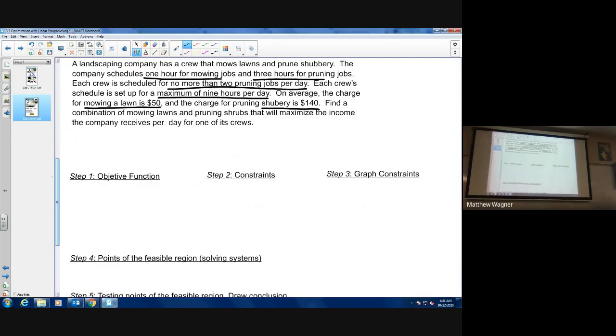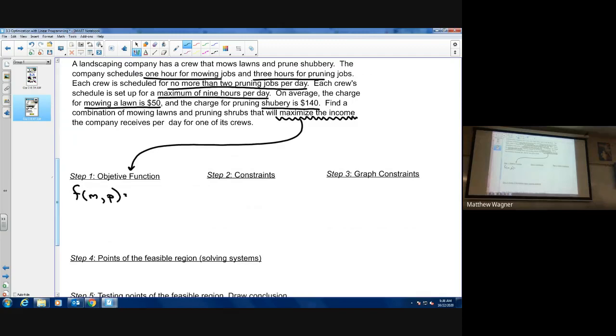The last sentence generally in your problem is the absolute most important. It says, find a combination of mowing lawns and pruning shrubs that will maximize the income. As soon as you see the word maximize or minimize, that is what your objective function is based on, okay? So I need to come up with a function, and I'm going to call it mowing and pruning. A function based on mowing and pruning that's going to maximize my income.